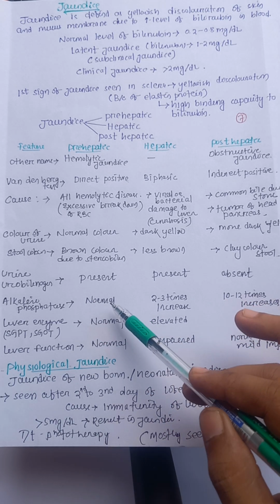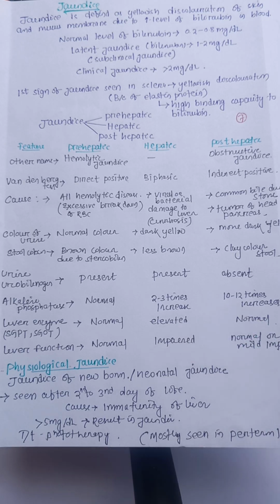Okay, alkaline phosphatase is normal to 0 to 2 times increased in the others, whereas it increases 10 to 14 or 12 times in post-hepatic jaundice. Liver enzymes like SGOT, SGPT, GGT are normal in pre-hepatic and elevated in hepatic. If there is a defect in the liver, that causes elevation in the liver enzymes, simple. Liver function is normal in pre-hepatic, impaired in hepatic, and mildly impaired in post-hepatic.